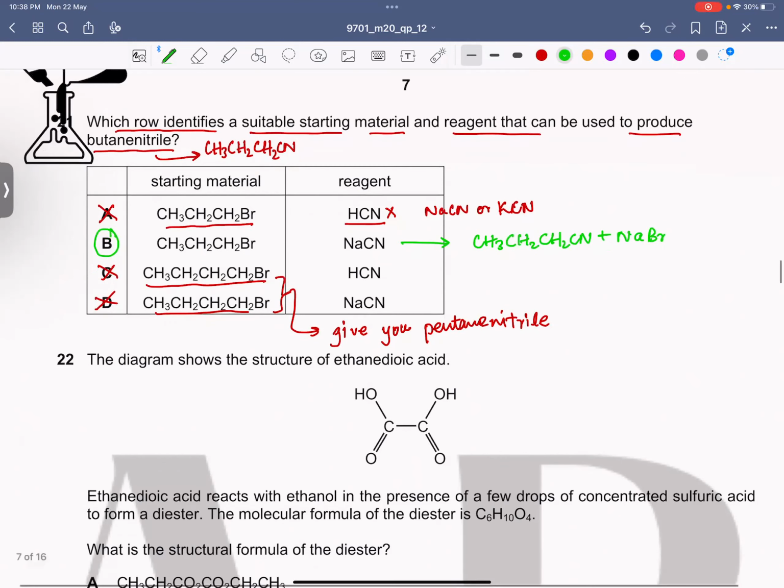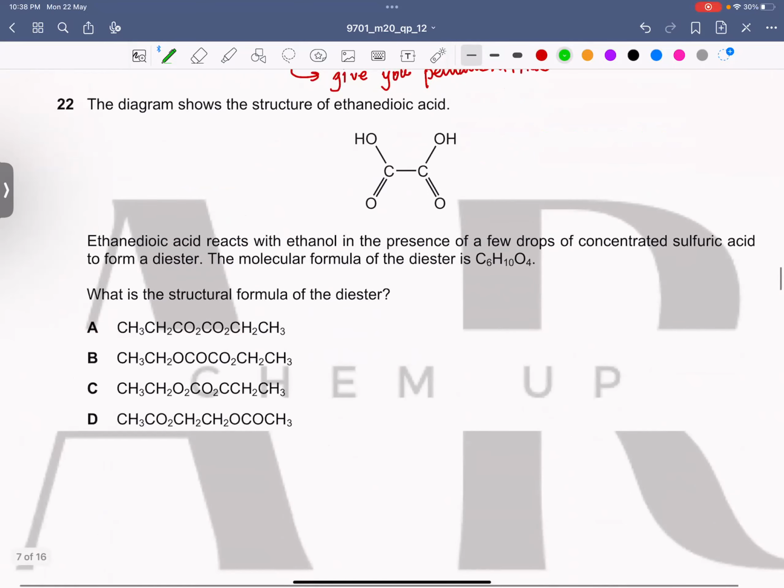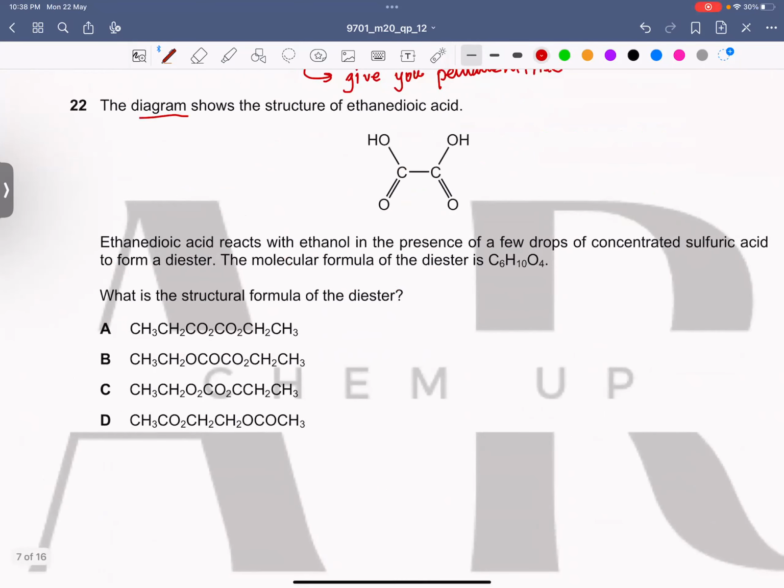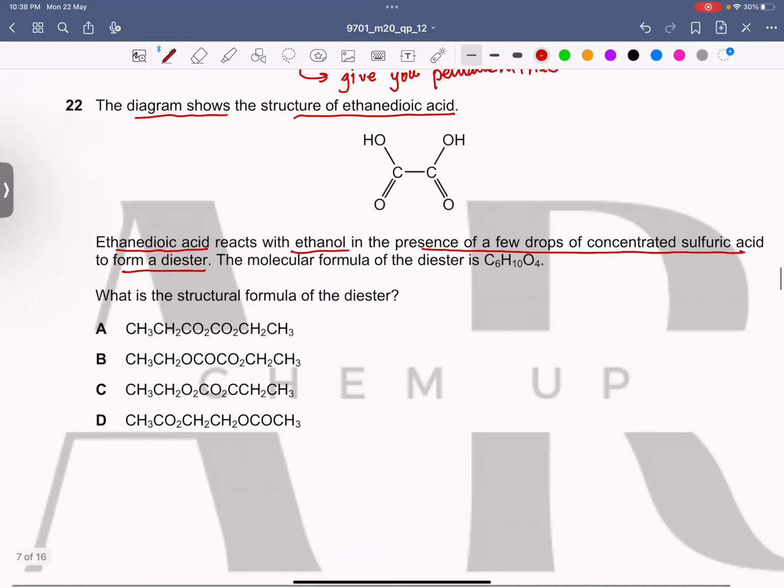Okay. Now, question number 22. The diagram shows the structure of ethane dioic acid. Okay, it's a carboxylic acid, with two carboxylic acid groups on both the carbon atoms. Ethane dioic acid reacts with ethanol in the presence of a few drops of concentrated sulfuric acid to form a diester. There are two carboxylic acid groups, so both can release their OH to form an ester. The molecular formula of the diester is C6H10O4.